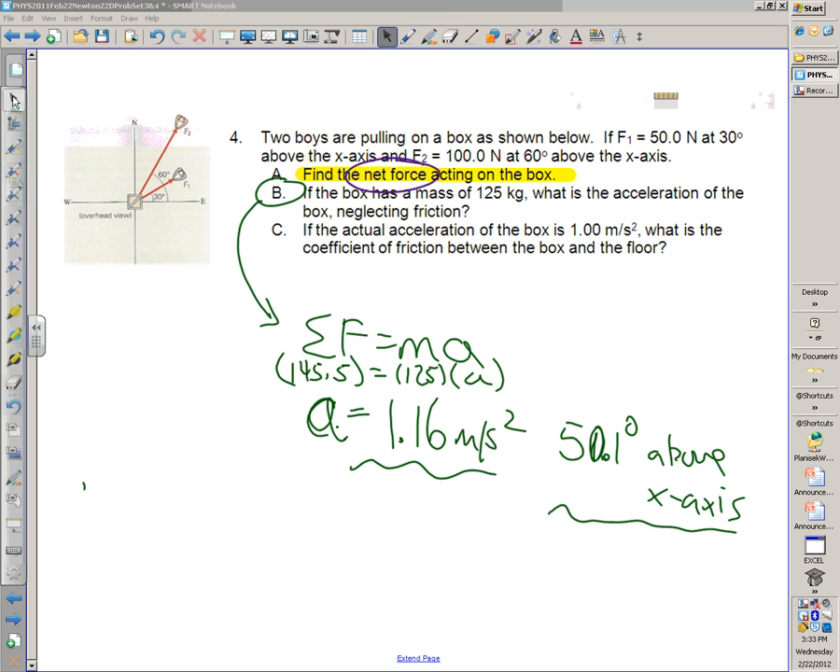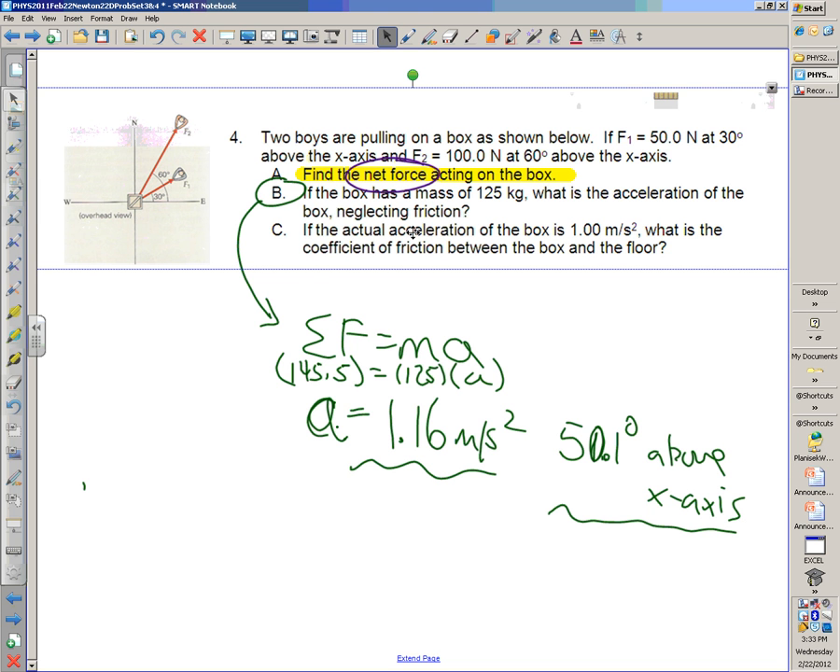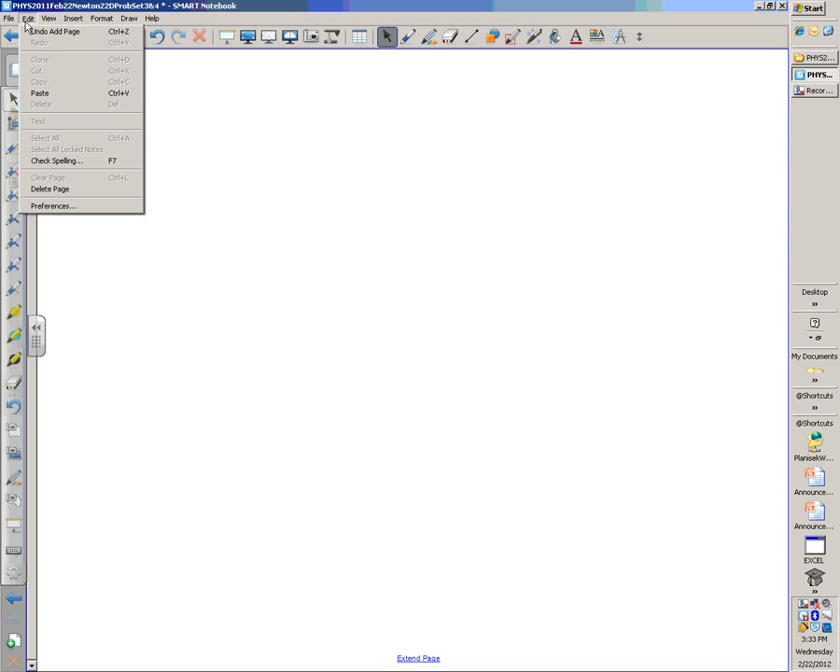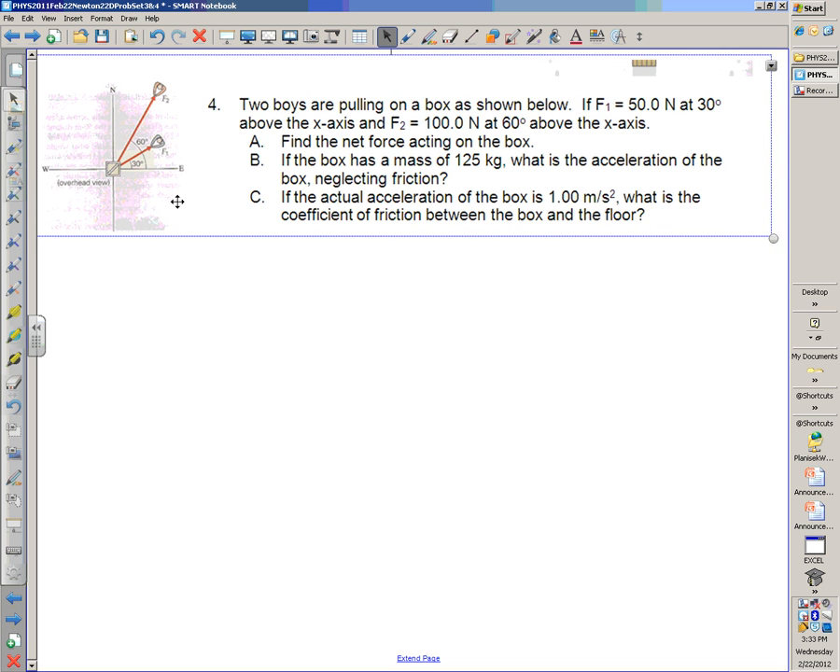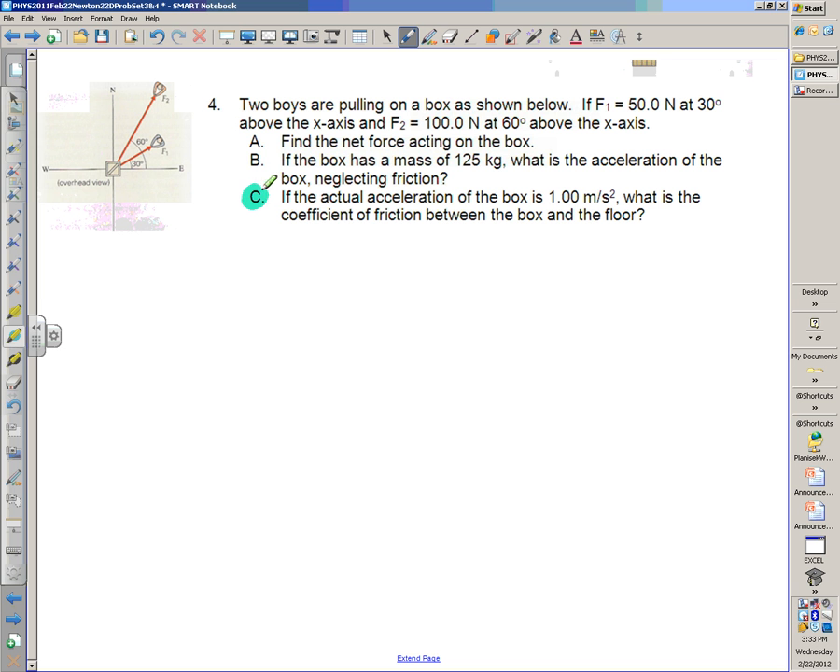I'm going to grab this and start myself up a new page for part C. Part C says, if the actual acceleration of the box is 1.0 meters per second squared, what is the coefficient of friction between the box and the floor?